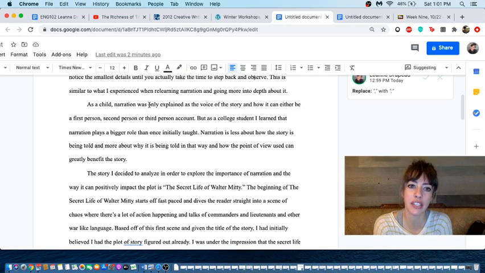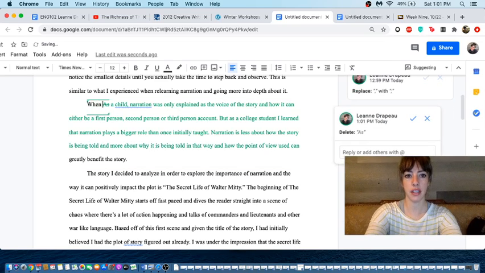What we need to do is change this because it seems like "as a child" refers to narration, or is defining narration. So when narration was a child, it was only explained as the voice. That's not what the author means, right? So here's an example of how we could fix that.